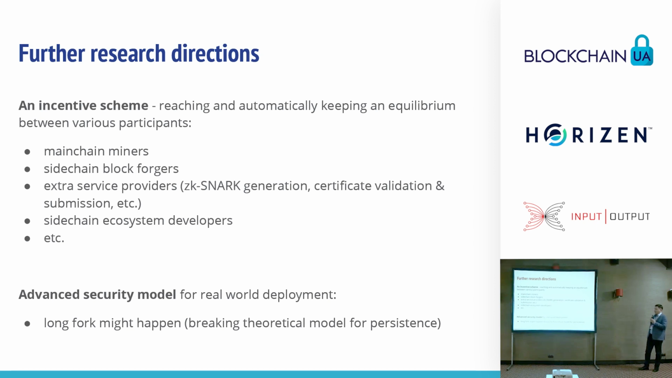We need to go over these security limitations, and currently we also work on an advanced security model that allows us to keep the sidechain alive, to provide security guarantees even in the case when some forks happen in the main chain. So we provide lower security requirements for the main chain, but we also keep our security guarantees for the sidechain. So that's all about our model. Thank you, and I'm ready to answer your questions.